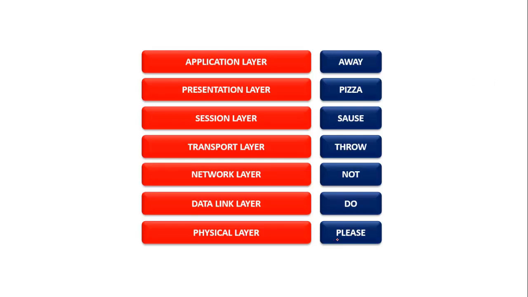See, in please, the first letter is P. P stands for physical layer. In do, the first letter is D. D stands for data link layer. Same like this, in not, the first letter is N. N stands for network layer. T stands for transport layer. S stands for session layer. P stands for presentation layer. Again A stands for application layer. So this is very easy to remember the 7 layers of OSI model. Got it?